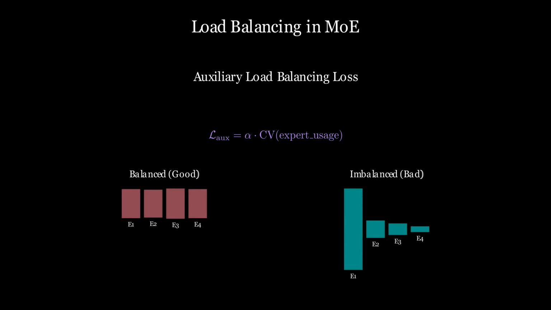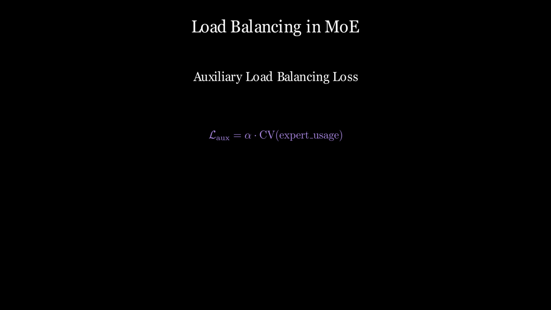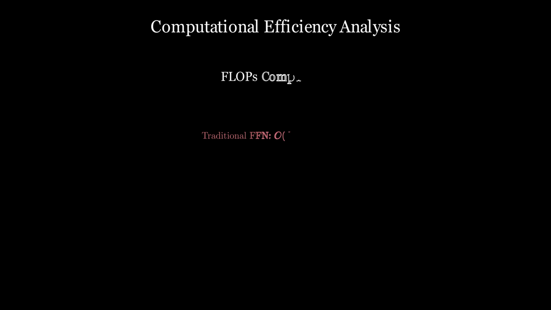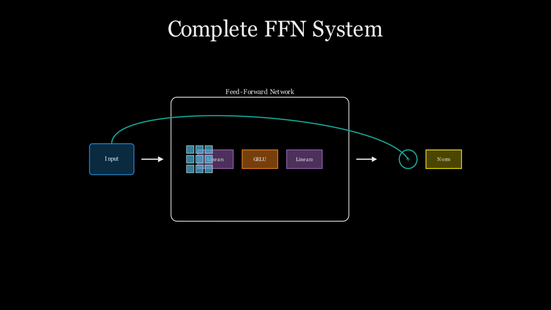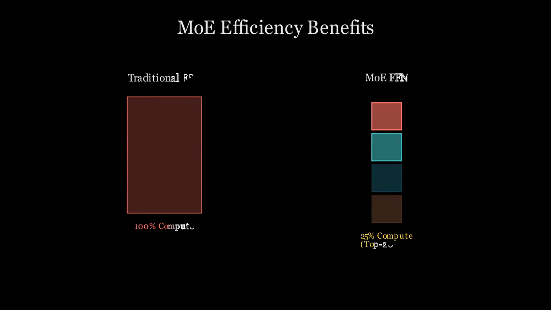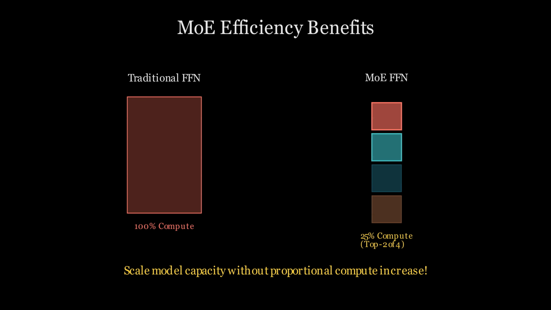Load balancing in MoE: without constraints, most inputs might route to the same few experts, overloading them while others remain unused. This causes computational bottlenecks. The solution is to add an auxiliary loss that encourages equal usage of all experts. One common method is to penalize variance in the expert assignment across the batches. Here is the compute efficiency of a traditional feedforward network FFN versus a mixture of experts MoE FFN.